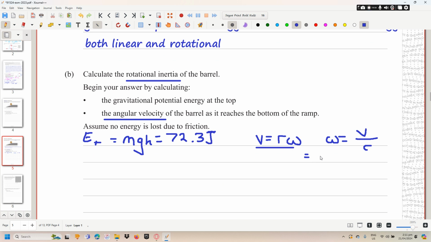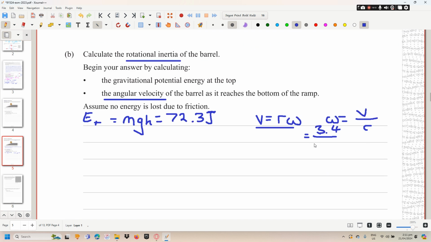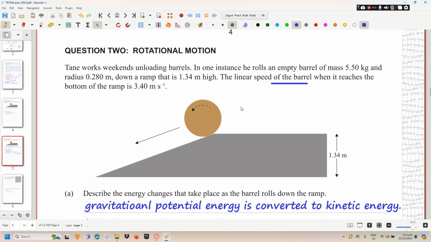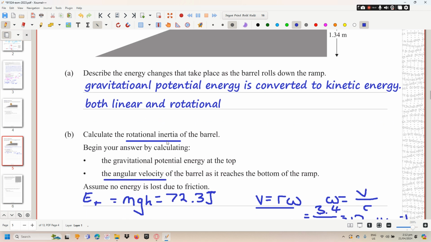So therefore, we can say w is equal to 3.4 divided by the radius, which we're given, 0.28. 3.4 divided by 0.28, and we get 12.14. Okay, so what do we have? We know the speed of the barrel at the bottom, and we know how fast it's rolling. So there should be enough information for us to work out what the rotational inertia is.